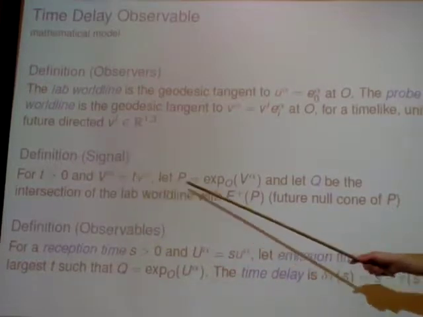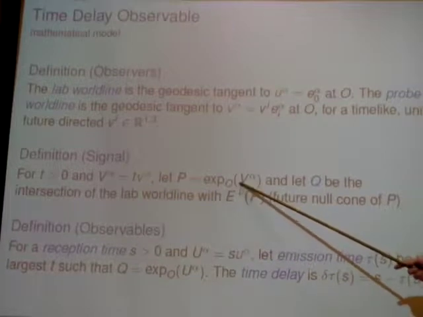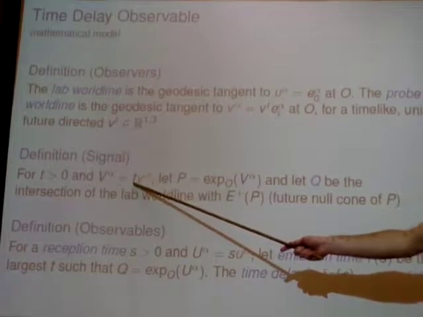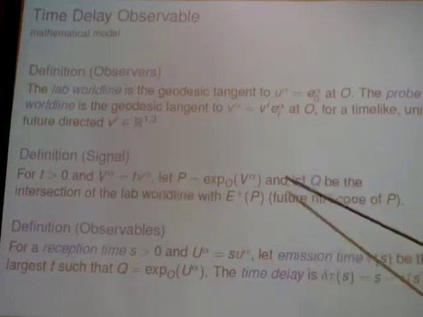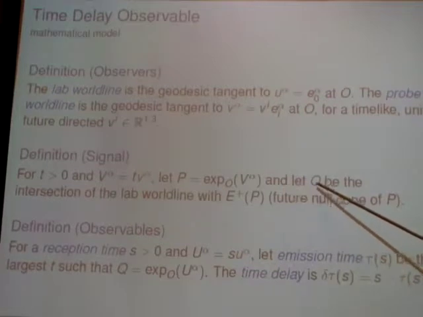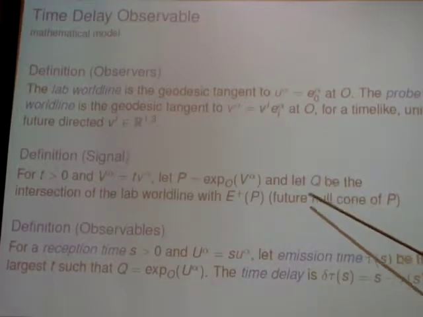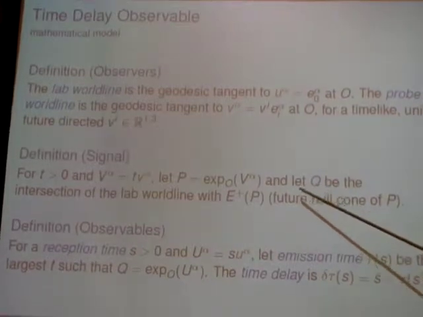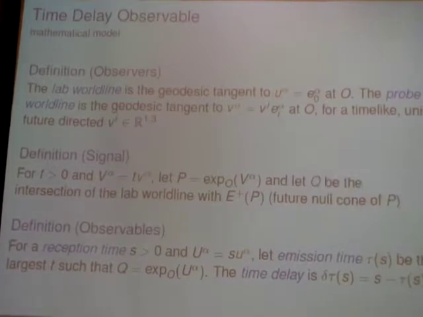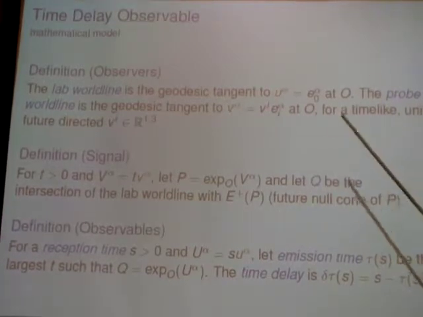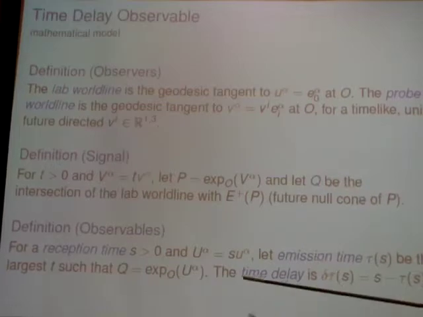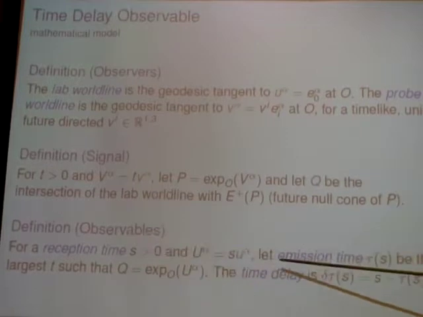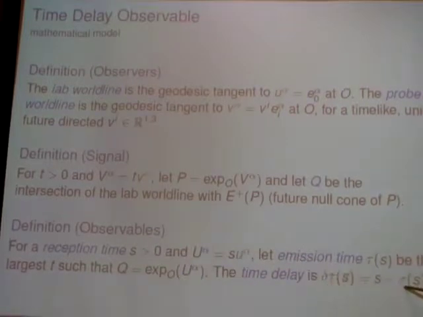The signal is another geodesic. It's a null geodesic that leaves the point P, which is a certain proper time distance T from the point O along the probe world line, and then it intersects the lab world line at point Q. This is the reception time. And you just draw the geodesics, and then you find a null geodesic that intersects both of them in this way. And then once all this data is defined, the observable is going to be this tau.